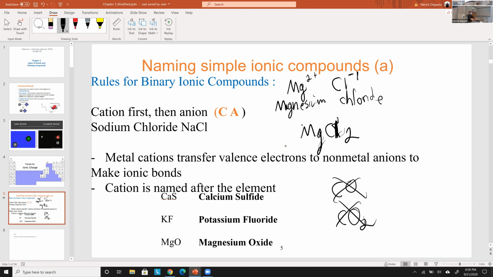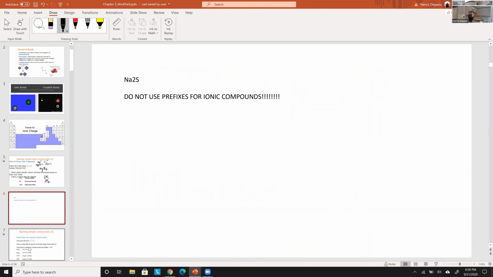So for ionics, it's very math-based. The positives need to equal the negatives. Oh, there we go. Look at that: don't use prefixes for ionics. I was ahead of myself. What would Na2S be?